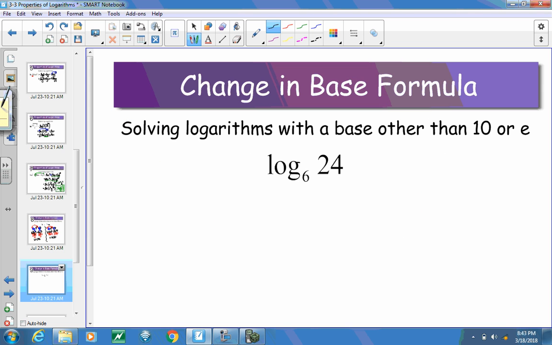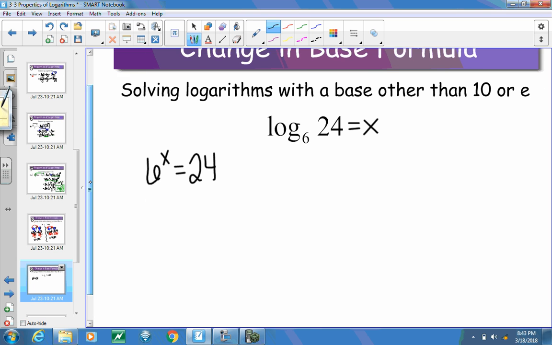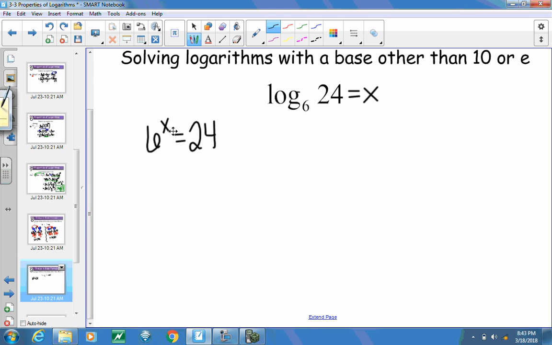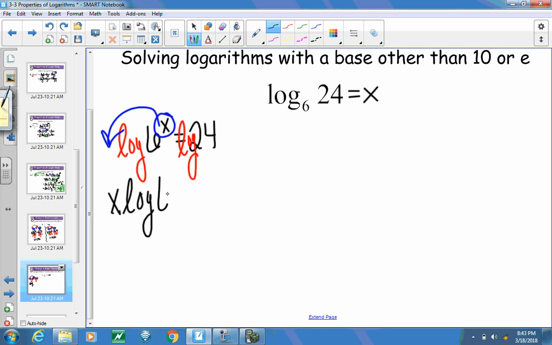Just to kind of show this once again, so log base 6 of 24, again, I'm trying to figure out what this is equal to. 6 to what power equals 24? Well, I know 6 times 4 equals 24, but I'm working with exponents here. So I'm going to take the log base 10 of both sides. That brings this x out in front. So now x times the log of 6 equals the log of 24.